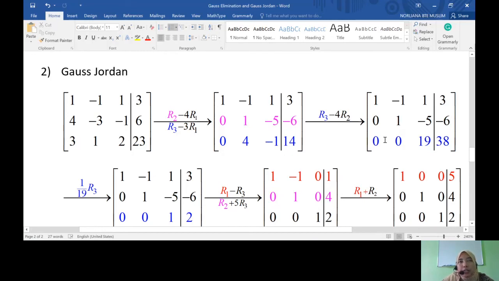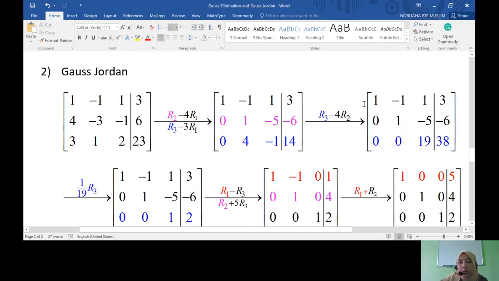So in the Gauss-Jordan, there is no backward substitution. Everything must be done in the ERO. After we have the lower part 0, the next objective is to make the upper part 0. Starting with these numbers, 1 and -5 must be 0. So from this matrix, the next objective is to make 1 and -5 zero.